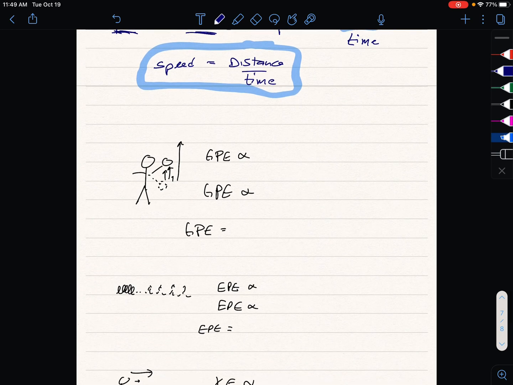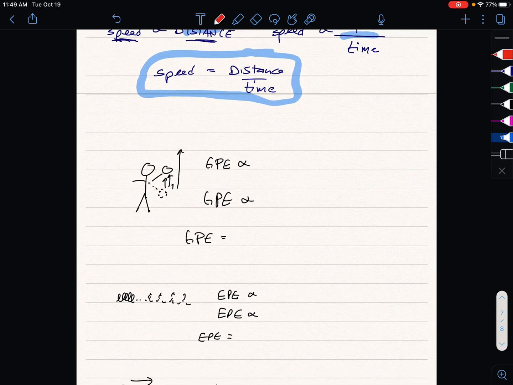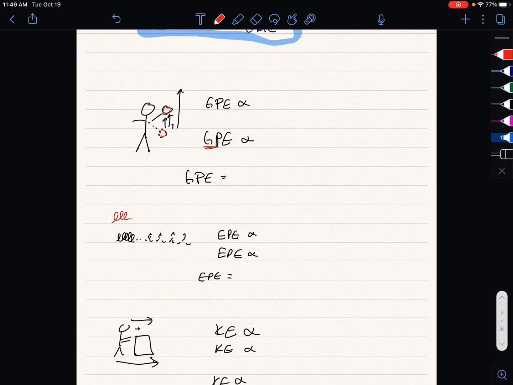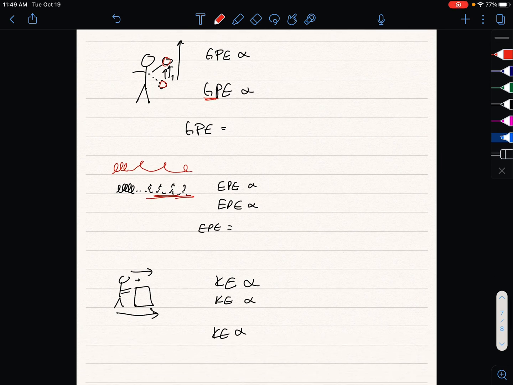Well, we're going to do that today with the 3 types of energy. So we're going to look at somebody lifting an object up and giving it gravitational potential energy. We're going to look at someone taking a spring and stretching it out like this and giving it elastic potential energy, and then we'll look at somebody sliding a box across the floor and giving it some kinetic energy. And it turns out all 3 of these are directly related to just 2 things.